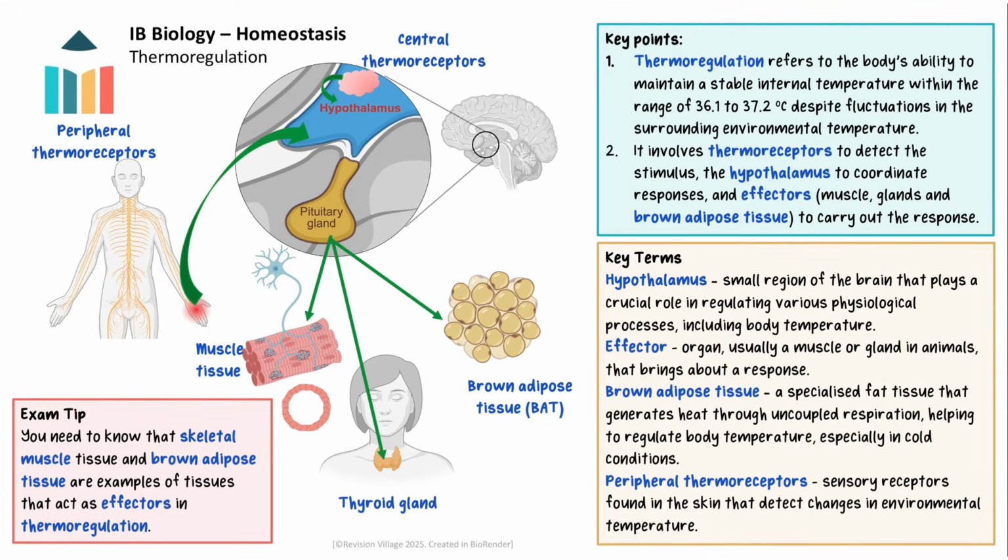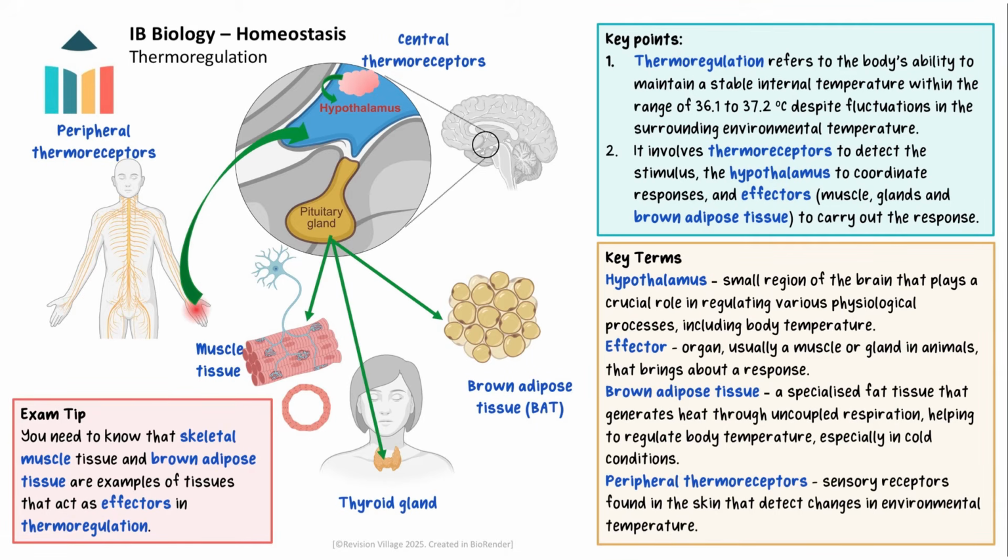Thermoregulation is the body's ability to maintain a stable internal temperature between 36.1 and 37.2 degrees centigrade, even when the environment changes. This is vital because enzymes only function effectively within a narrow temperature range. Thermoregulation involves 3 key steps: detecting a temperature change, processing that information, and producing a response.